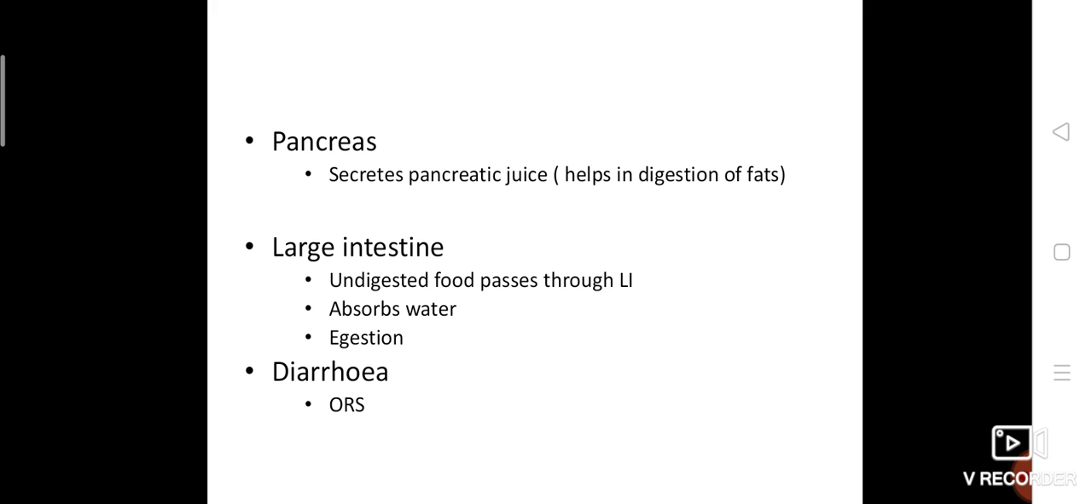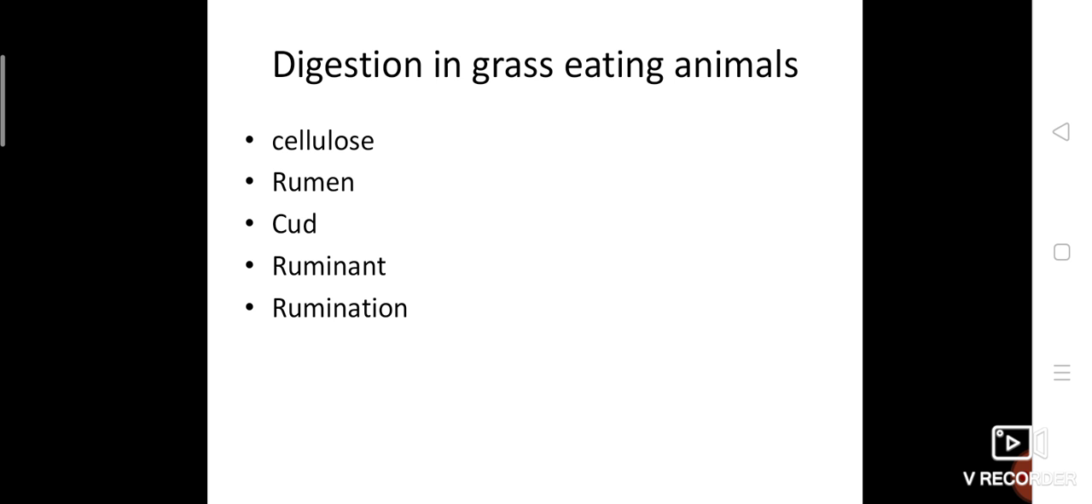And what is diarrhea? Diarrhea is watery stool which occurs frequently. That is called diarrhea. During diarrhea, loss of water, dehydration, will be there. So to overcome that, we need rehydration. So ORS will be suggested, oral rehydration solution. See, this is given in your notebook to study well.